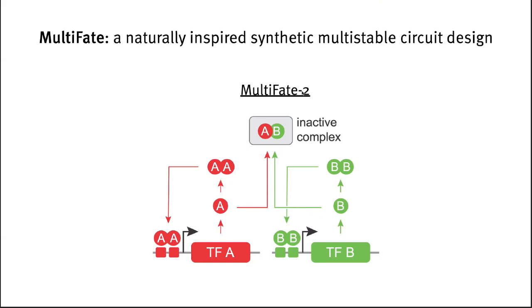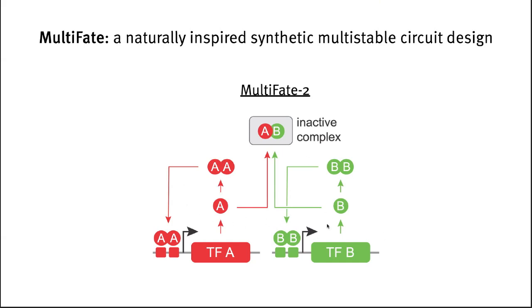So this is the simplest version of it. It's MultiFate 2. We're starting with 2 instead of 1 because 2 means 2 transcription factors, and later I'll show you 3 with 3 transcription factors. In this design, let me go through it real quick. You have 2 transcription factors, let's call them A and B. A can homodimerize to make an AA homodimer, and that AA homodimer can activate expression of A itself. So it's a positive autoregulatory feedback loop. Critically, the A monomers do not activate. They don't do anything. It has to be dimeric in order to activate.